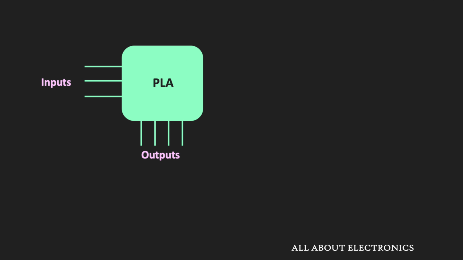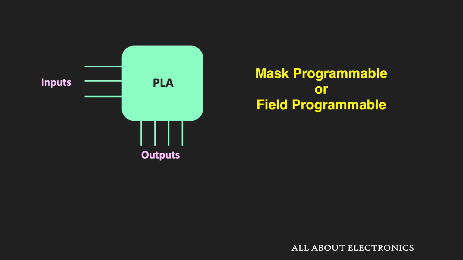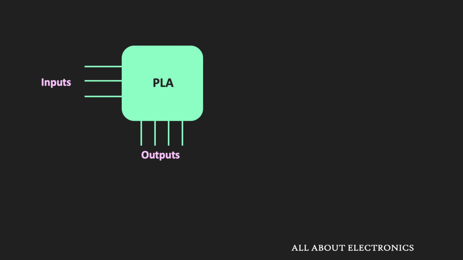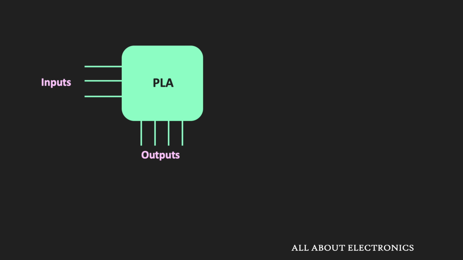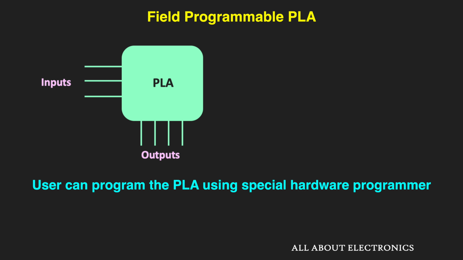So similar to the ROM, this PLA can be mask programmable or field programmable. In the mask programmable PLA, the programming table is provided to the vendor during the fabrication. And according to this programming table, the vendor makes the custom PLA, which has the required internal logic that is specified by the customer. On the other hand, the field programmable PLA can be programmed by the user itself with the help of a special hardware programmer.